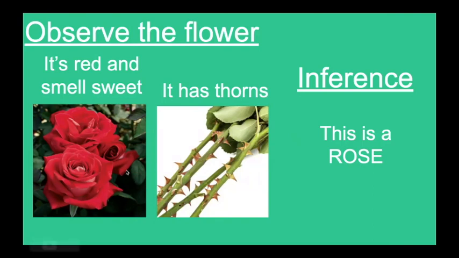This flower is a rose. Repeat after me. This is a rose. So we observe the flower. We find out that it's red and smells sweet. It has thorns. And after analyzing all this information, we can conclude or make inferences that this is a rose, right? This is how it works.